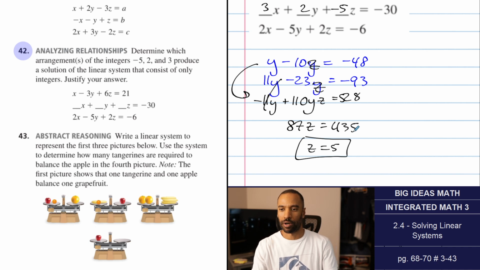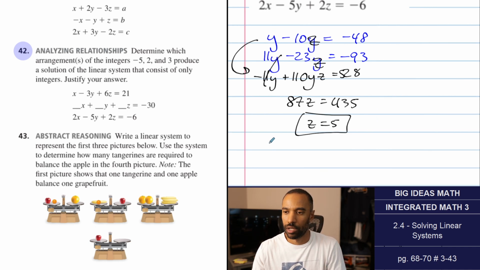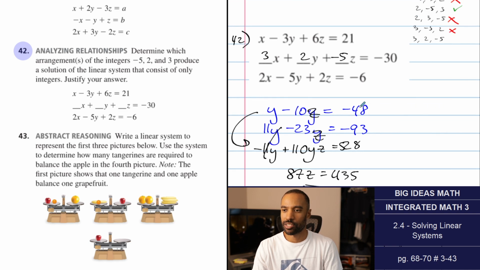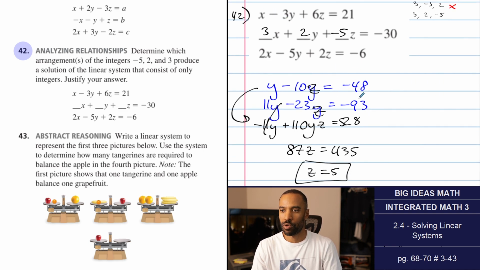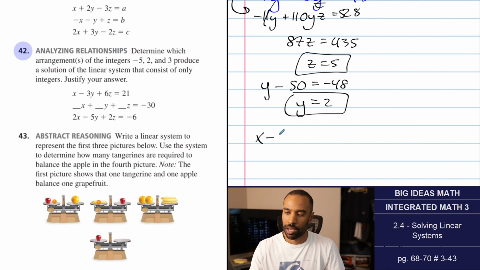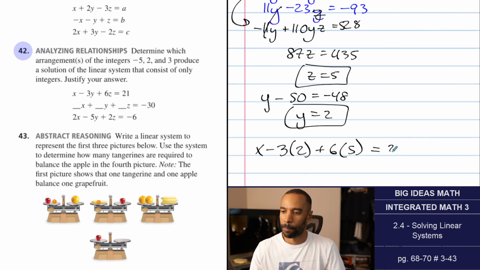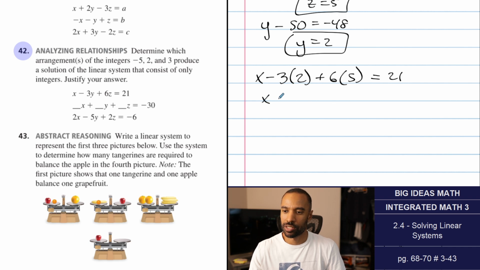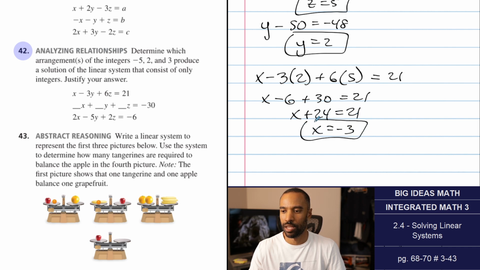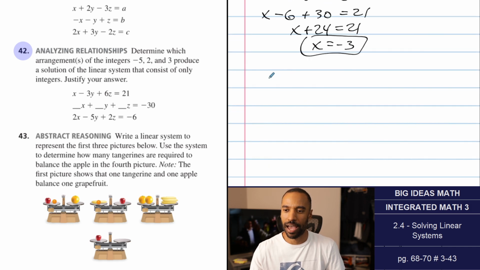Okay, so far that worked. We'll see if the other ones work. Y should work. Y minus 10z minus 50 equals negative 48, so y equals 2. Ooh. And x will work. X minus 3y plus 6z equals 21. Okay, so x minus 6 plus 30 equals 21. X plus 24 equals 21. X equals negative 3. So this one is negative 3, 2, and 5.